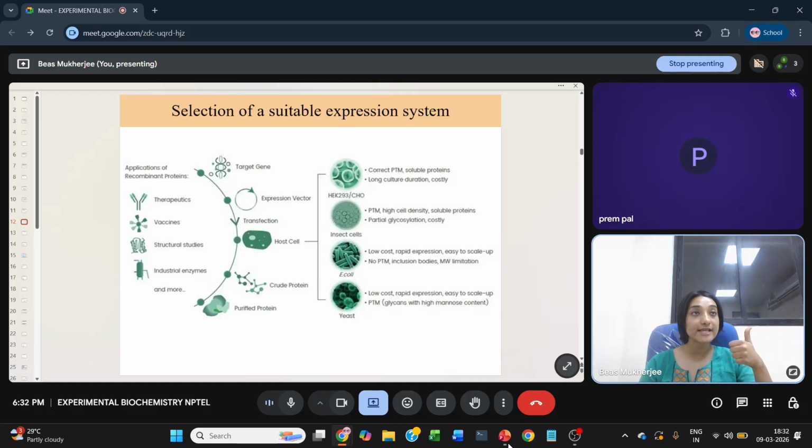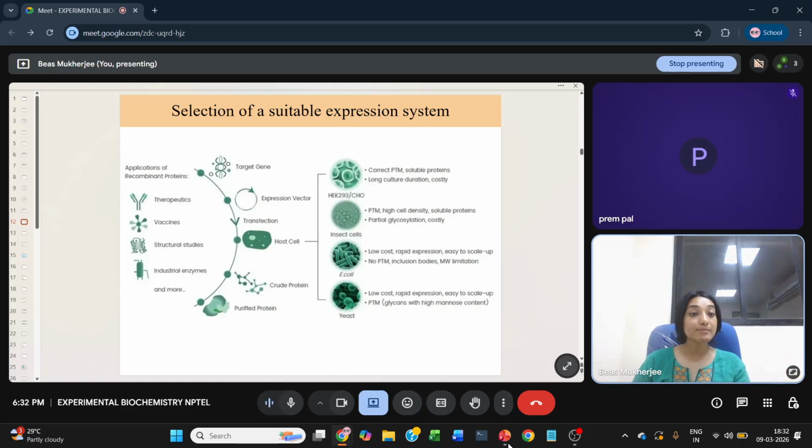So, if your protein has no post-translational modification and its size is relatively small, then bacteria would be your best choice. You can see that bacteria is low cost, has rapid expression, easy to scale up, so you can produce in large quantities, and no post-translational modification is required. But the protein can go into inclusion bodies if it is not very soluble, and then there is a limitation with molecular weight. So very large molecular weight proteins cannot be made in bacteria.